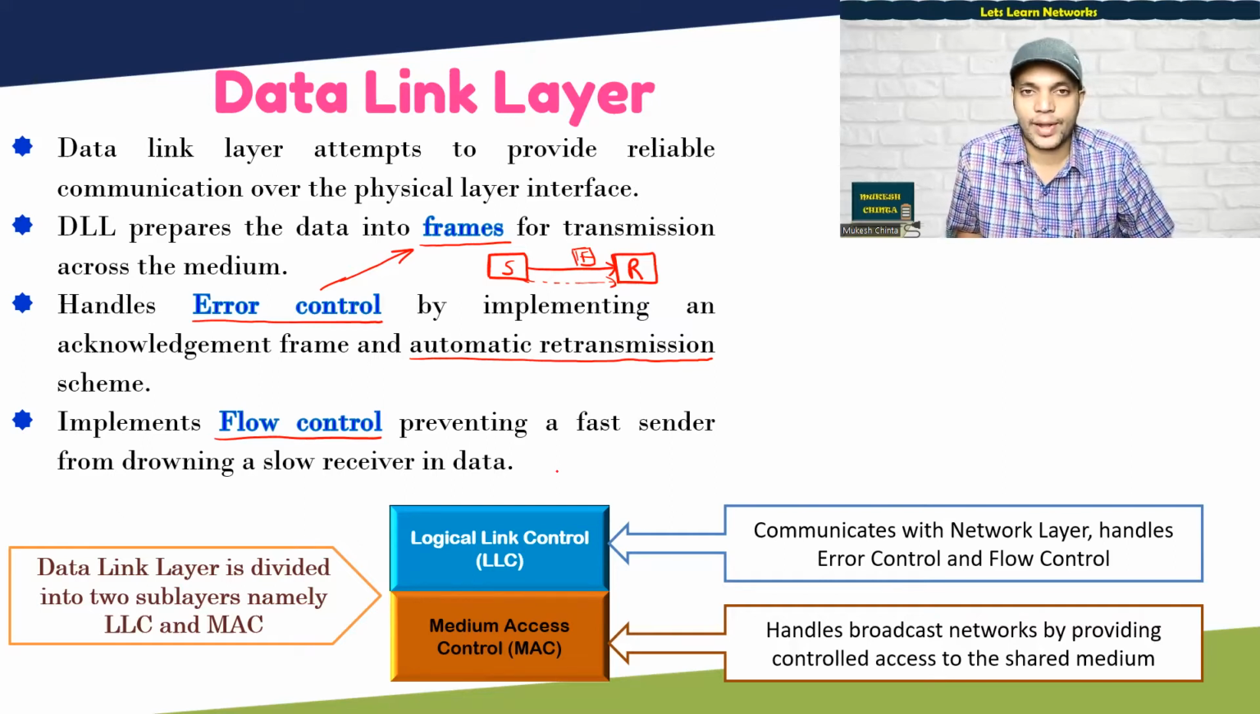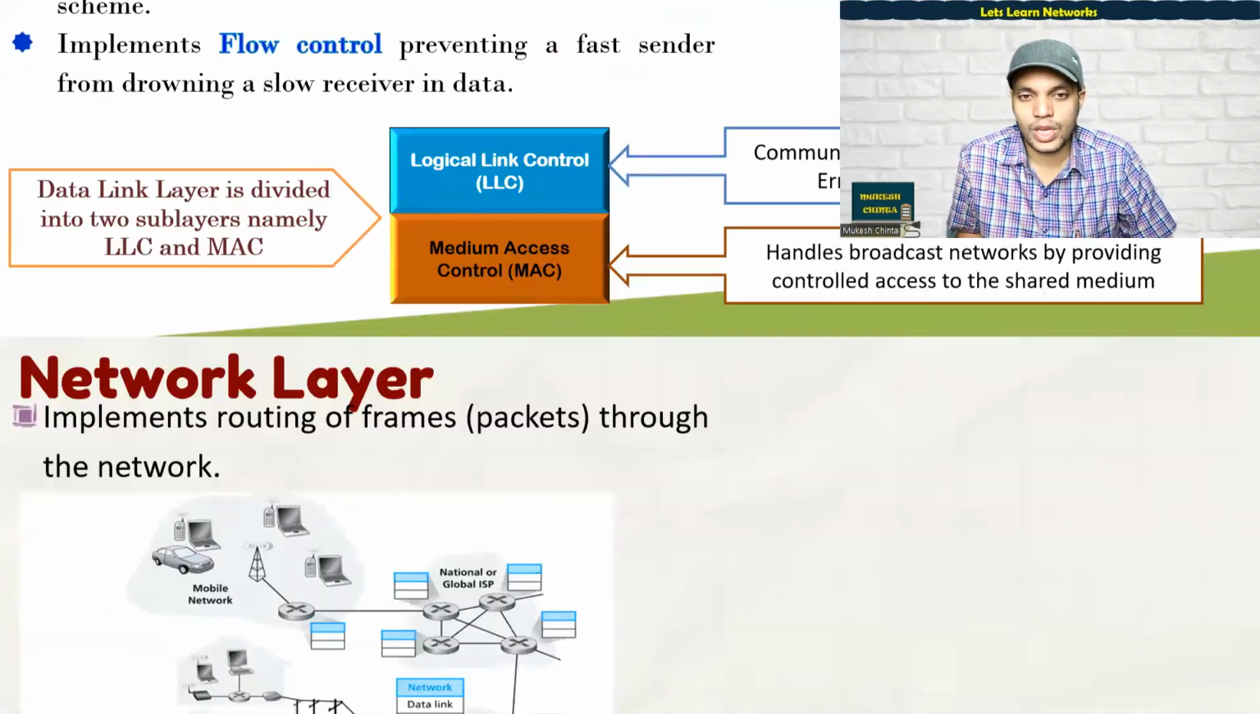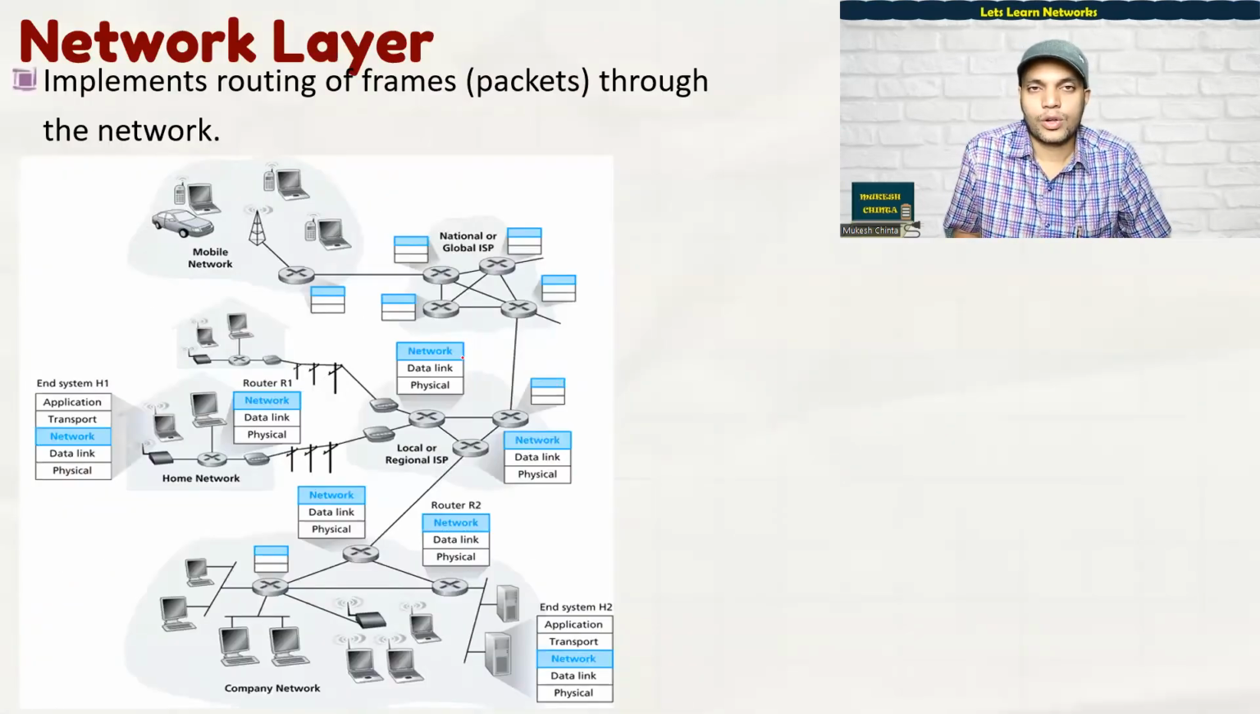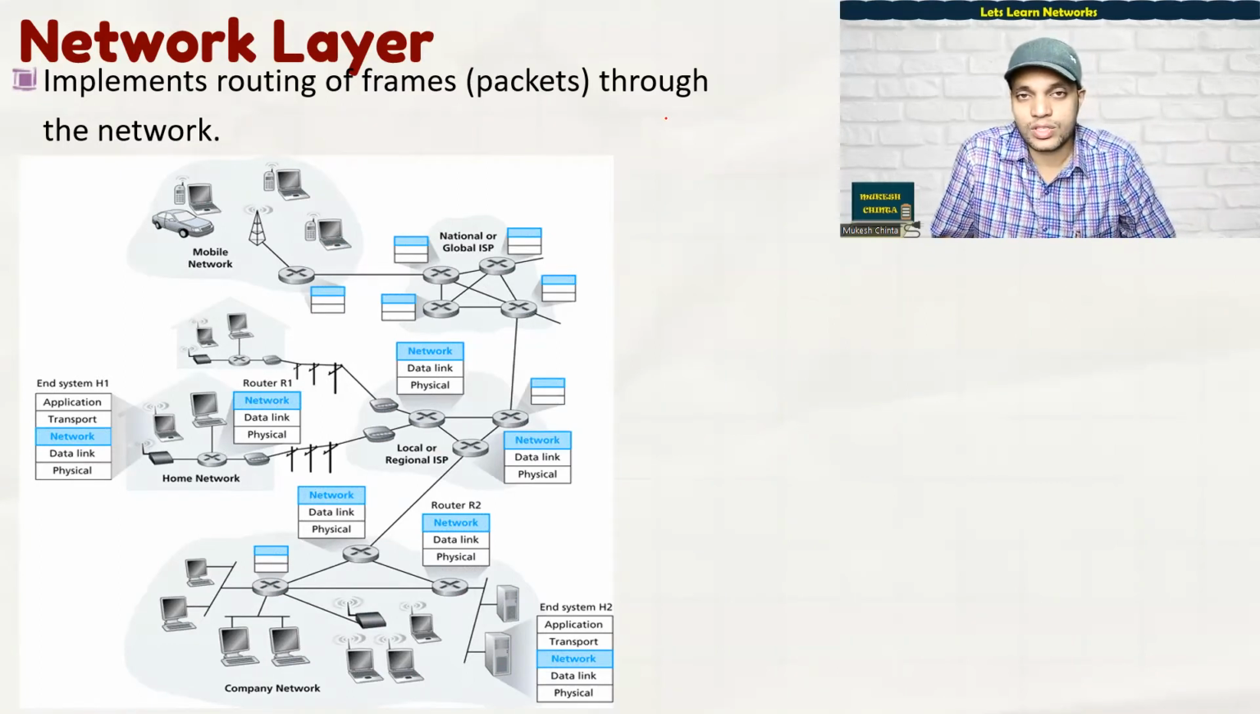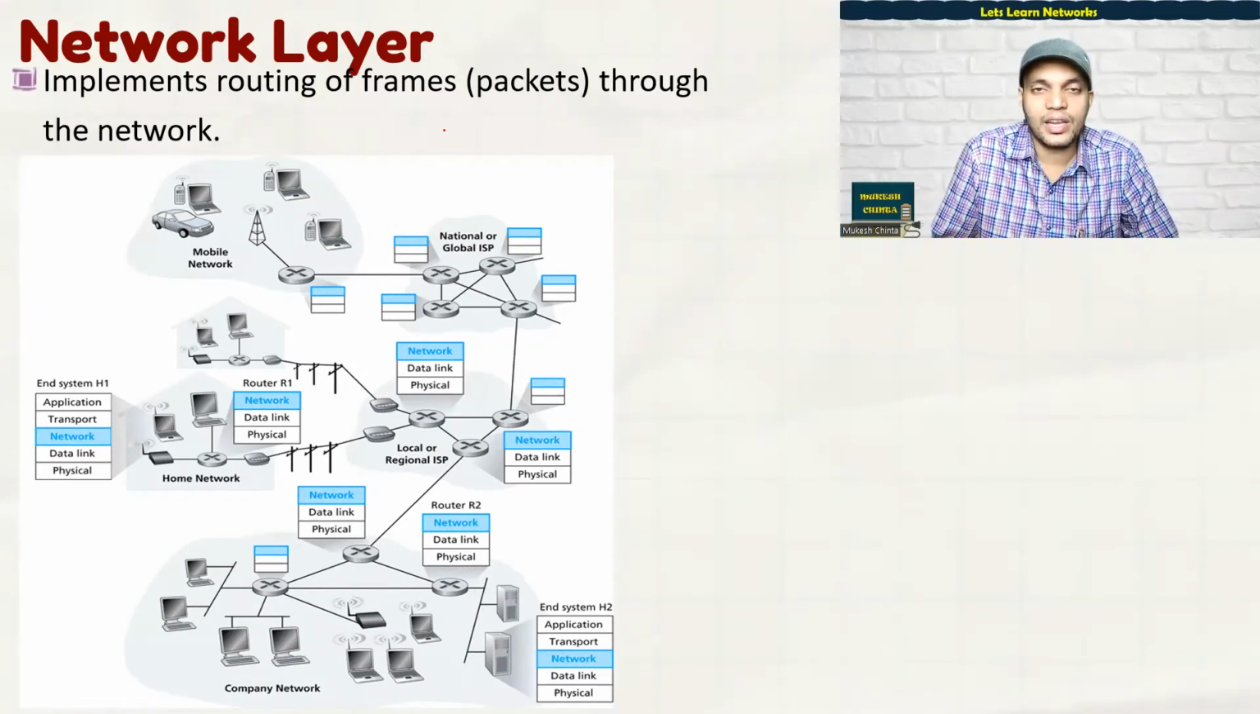So this is regarding your data link layer. Let's move on to the network layer. I told you earlier that the network layer's primary responsibility is to move packets. Of course, I have written frames here, but it has to move the packets across the network by finding the best or optimum path between the source and destination.